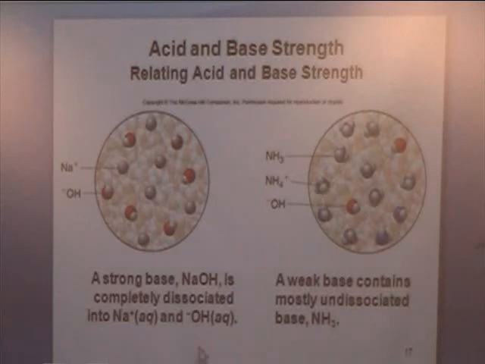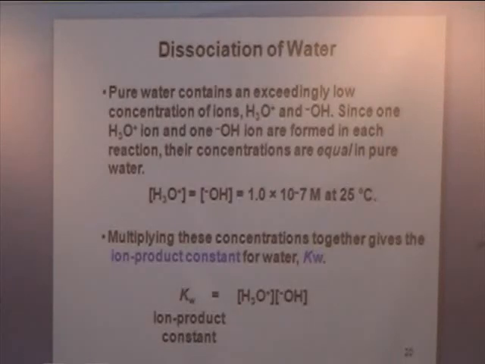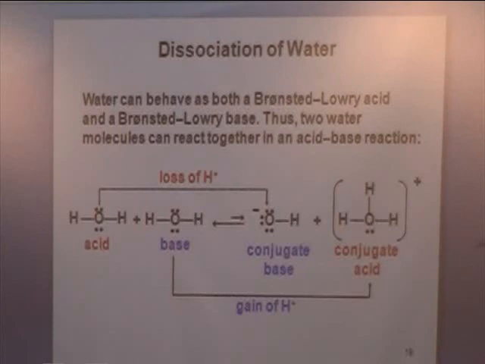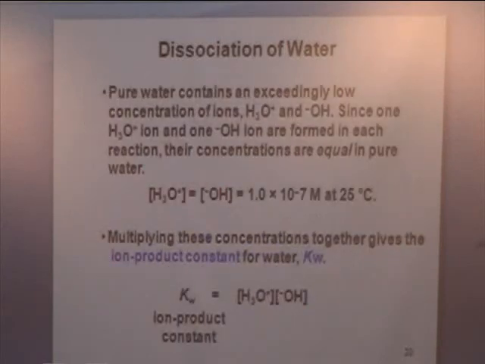Okay, I already said this. A strong base is always completely dissociated. A weak base is partially dissociated, or there are undissociated base, like ammonia. Here, if we have pure water, it contains a low concentration of ions, that means H3O ions and OH ions. So, we have a concentration value here.